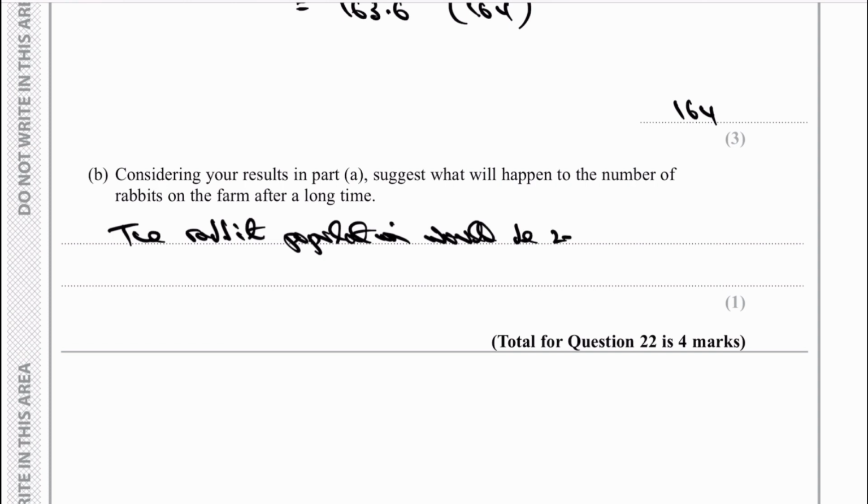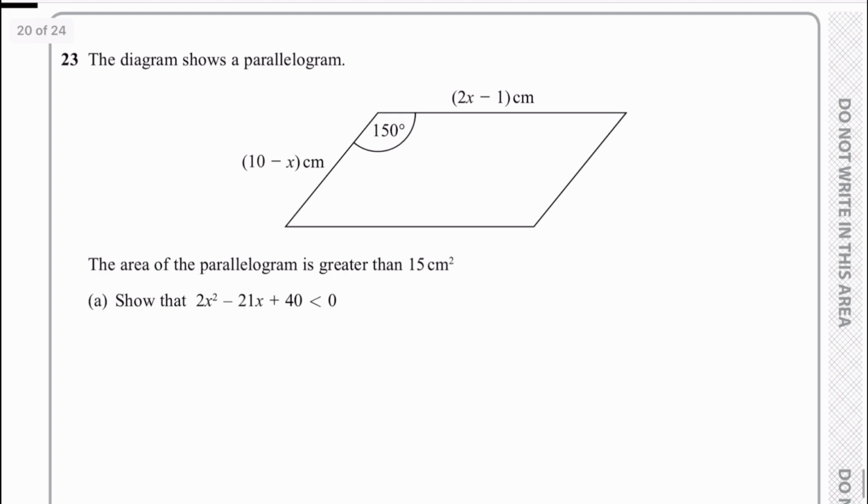Okay. And if you wanted to use that formula, you could work out how long it would take for the rabbit population to decline entirely. Okay, let's move on then to question number 23.